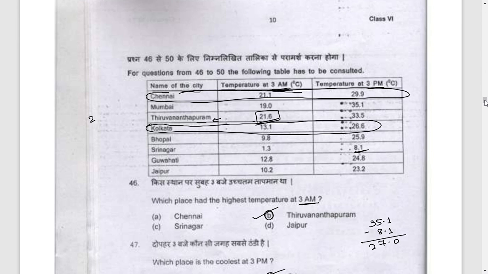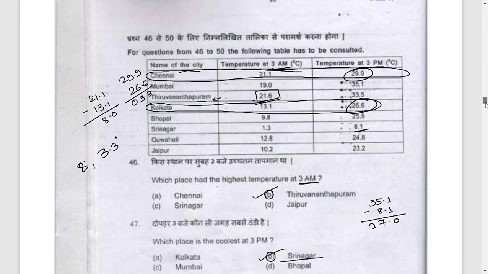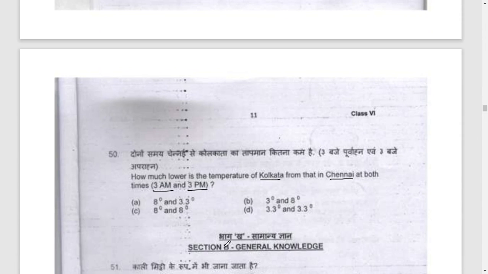21.1 minus 13.1, which will be 8, and this one 29.9 and 26.6, 3.3. So the answer is 8 degrees and 3.3 degrees. Is any answer there? 8 and 3.3. So option A is there. So this is the correct answer.